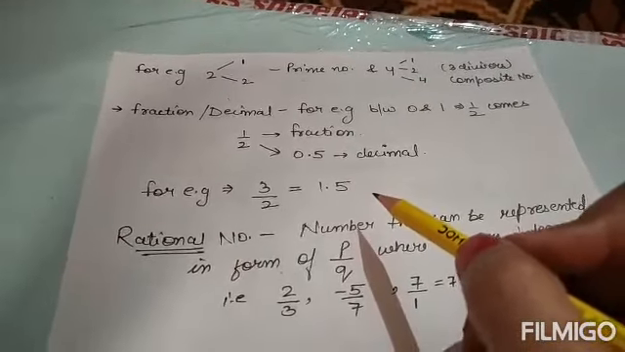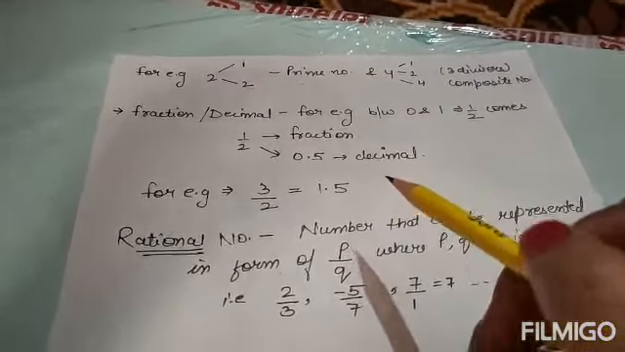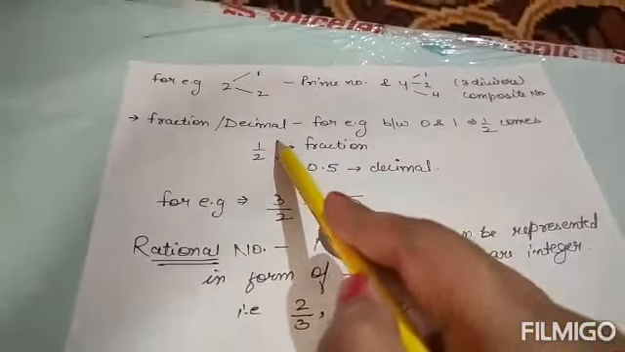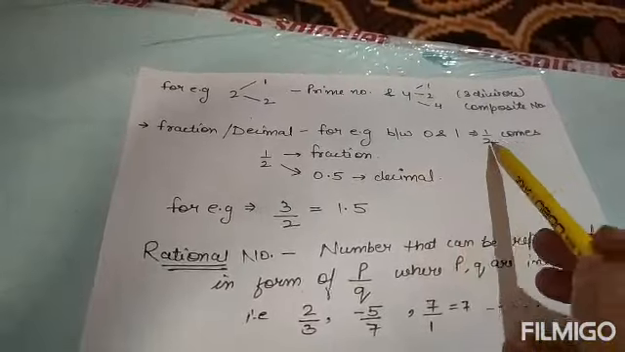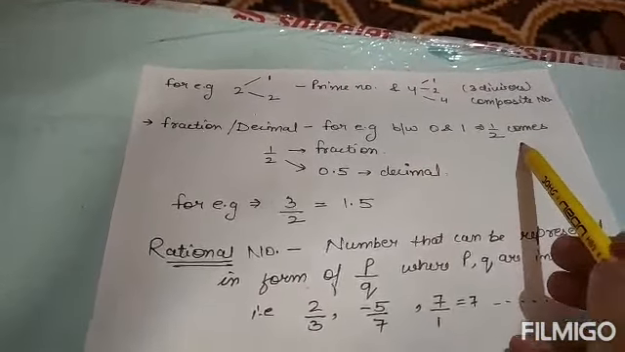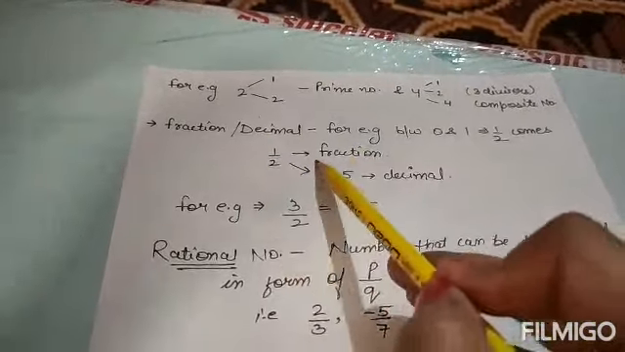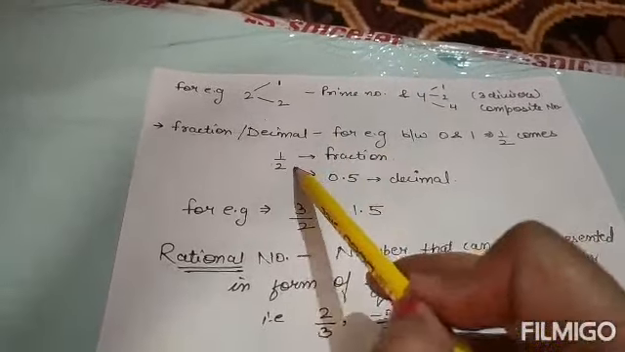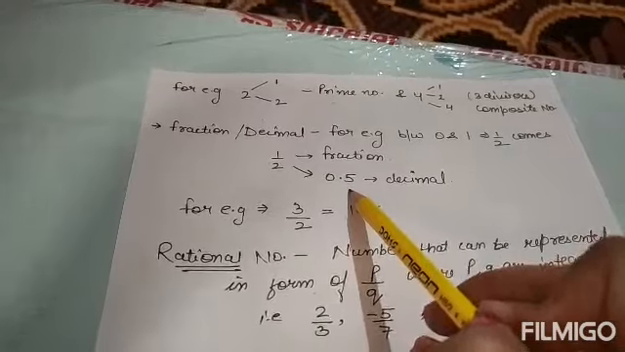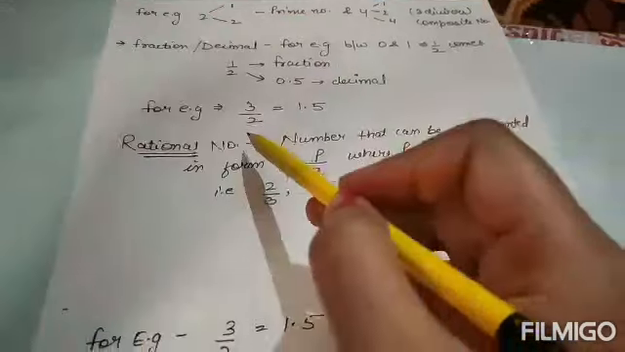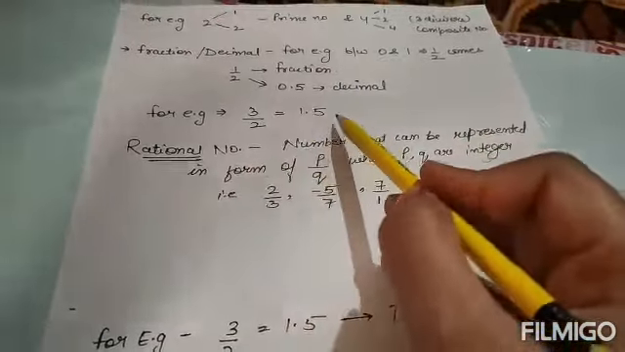There are many more numbers represented in the form of fractions and decimals. For example, between 0 and 1, 1 by 2 comes, we all know. And 1 by 2 is a fraction. If we say it in decimal form, it will be represented as 0.5. Another example is 3 by 2.